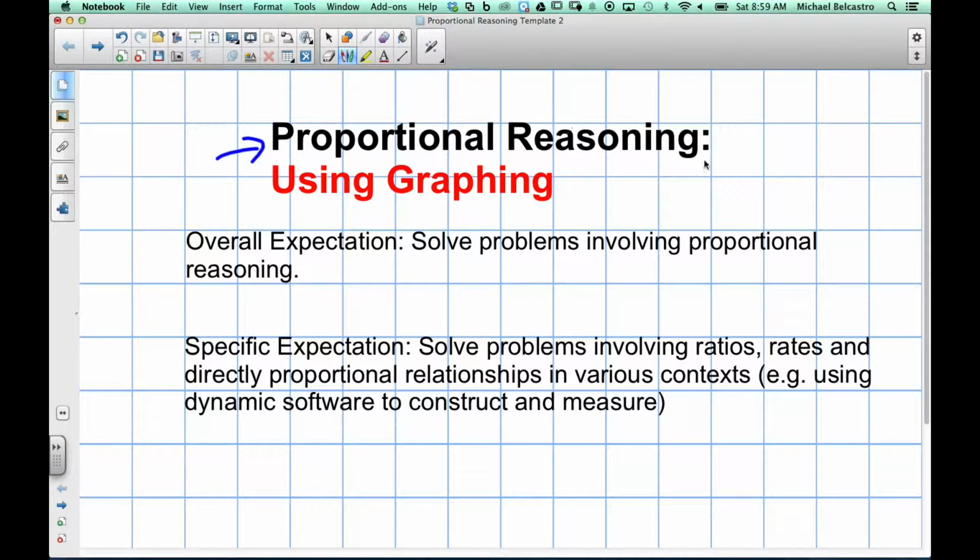We're looking at proportional reasoning, and the method we're going to use to solve this question is by graphing. The overall expectation is to solve problems involving proportional reasoning, and the specific expectation is to solve problems involving ratios, rates, and directly proportional relationships in various contexts. And we're going to use dynamic software to construct and measure.